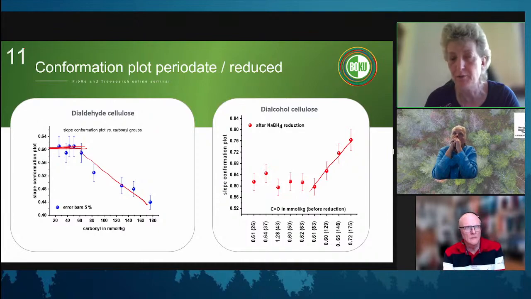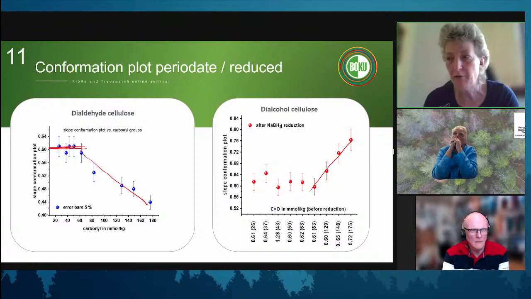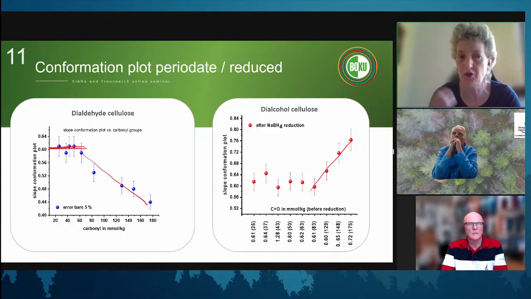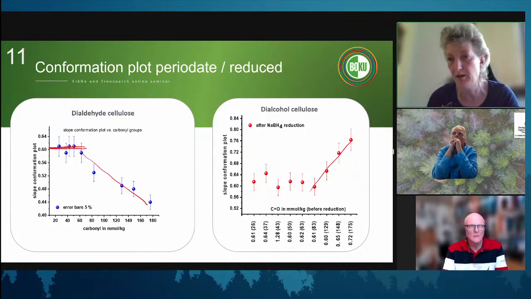Then the slope of the conformation plot will change. So if there is no reason for cross-linking because you just have a cellulose, nothing else, no oxidized cellulose, then you have to be careful drawing conclusions just from the slope of the conformation plot. You have to make sure your solvent is powerful enough to dissolve your material.